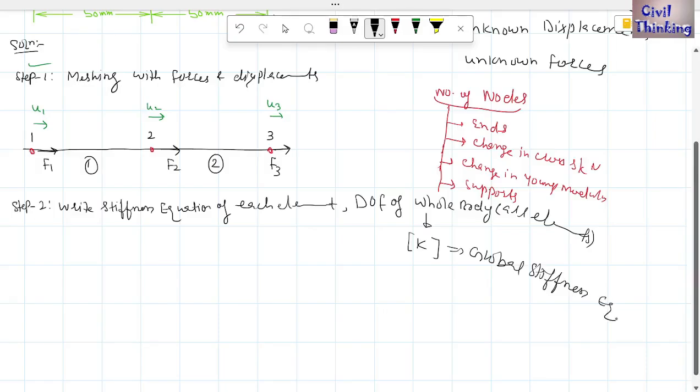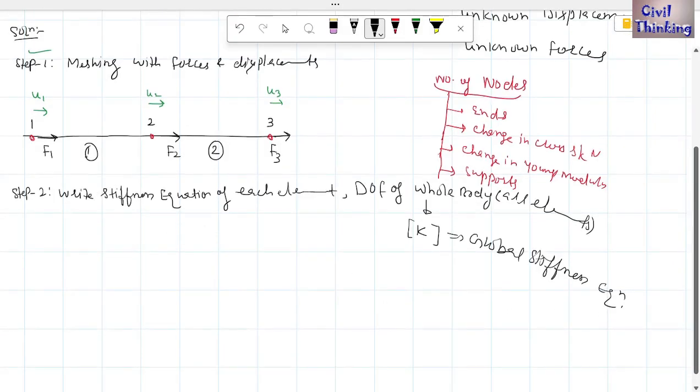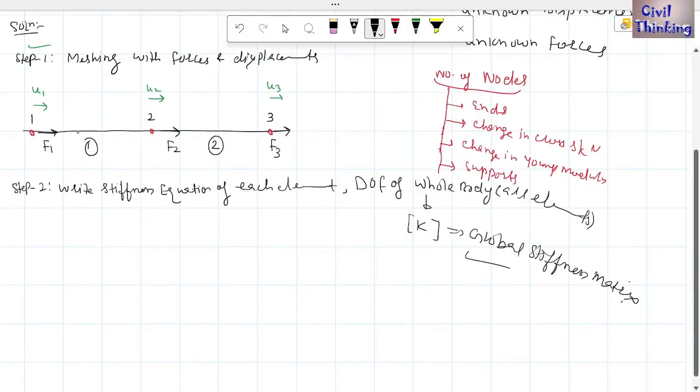Okay, global stiffness equation. So first we write the simple thing, first what we do, we write the stiffness matrix of each element and then we add. Okay, stiffness matrix of this element plus stiffness matrix of this element, it will give you the global stiffness matrix. So we have to write the stiffness matrix of each element. Okay, it is not equation, it is matrix. Then we add them and we get global.